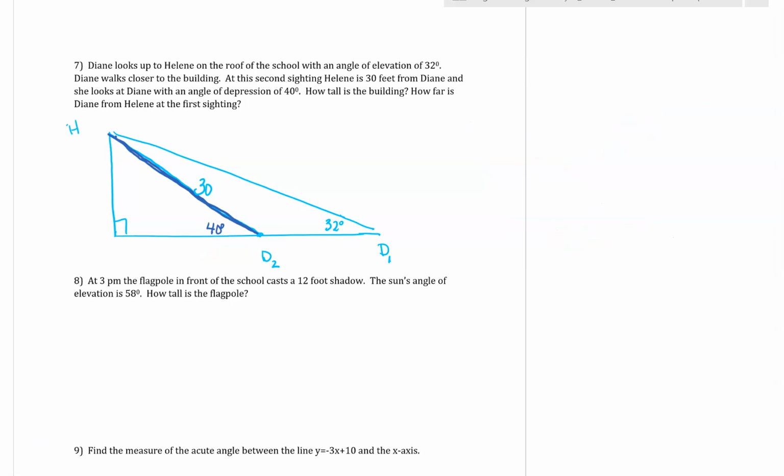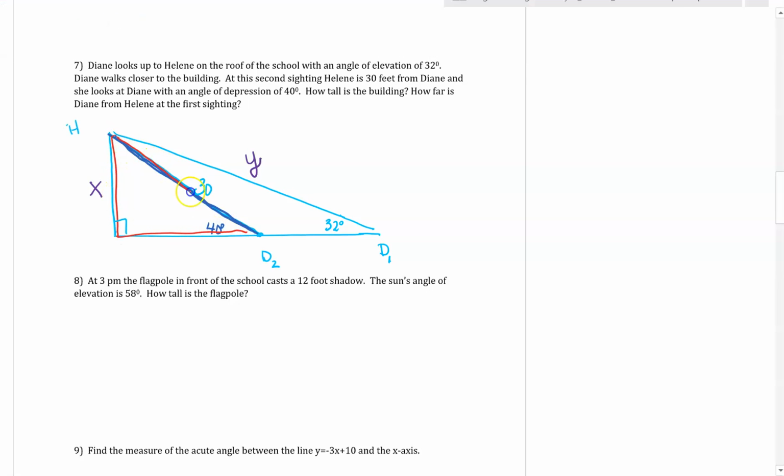Okay, so they want to know a lot of things. They want to know how tall is the building? How far is Diane from Helene at the first sighting? They also want to know why. So why don't we go ahead and start with this right triangle. So I'll make this a different color.